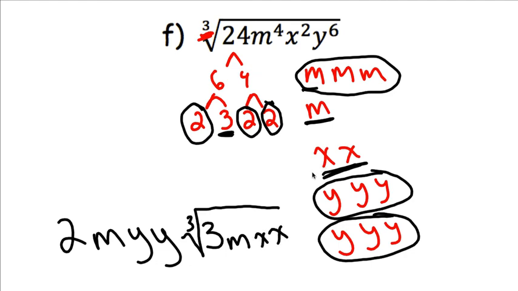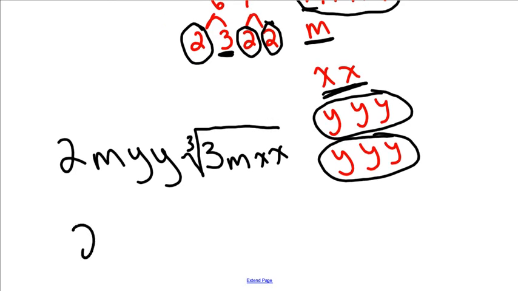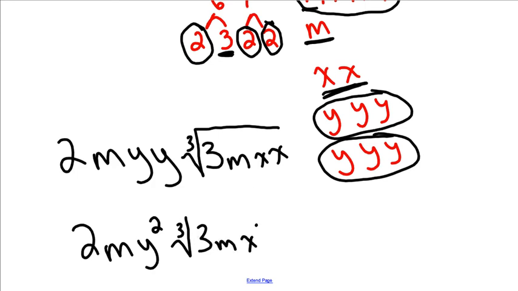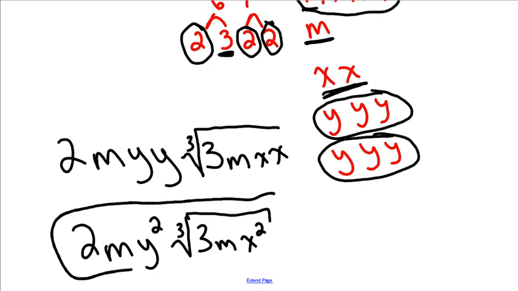Let's clean it up. 2m. Y times y is y squared. Third root. Put that little 3 in there. And then 3m. X times x is x squared. There we go. So there's your final answer for this one. And again, that is your final problem there, final example.